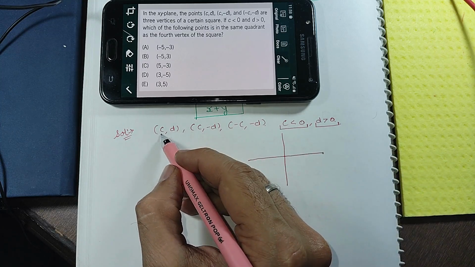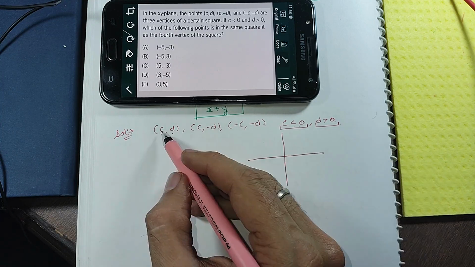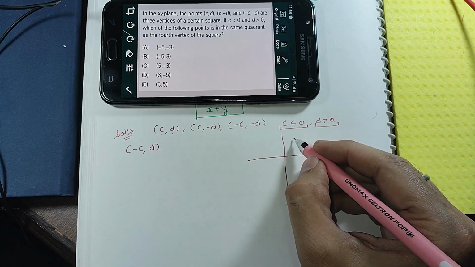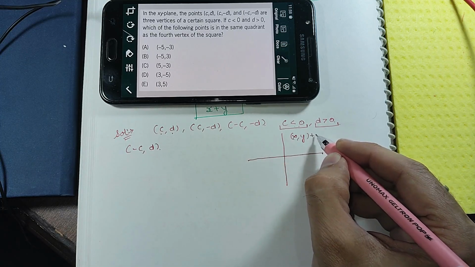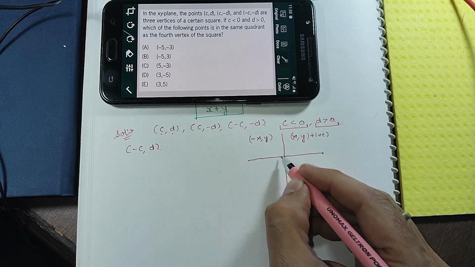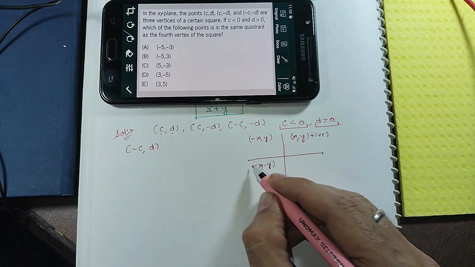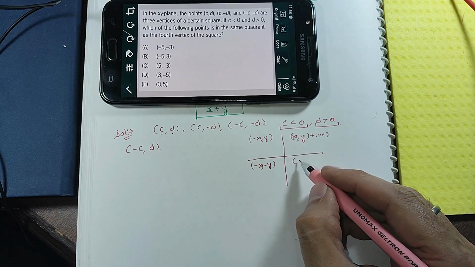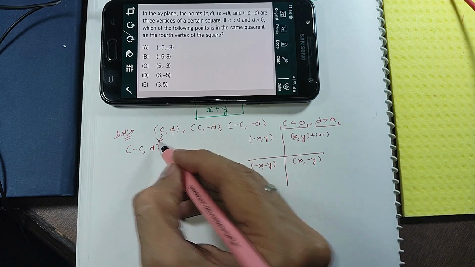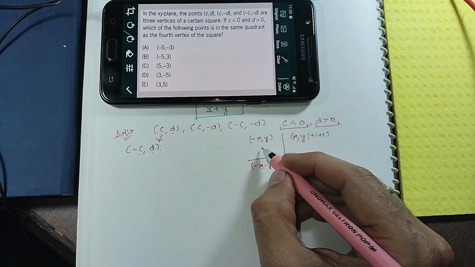Now see, here the point is (C, D), but C is actually less than 0. So basically it will be (-C, D). And we know that here xy is positive. Here it is (-x, y). That means -x is negative. Here it is the inverse of this. Both -x and -y are negative. And here it is the inverse of this, that x is positive and y is negative. So actual coordinates are this. So we will see that (-C, D) corresponds to the second quadrant.